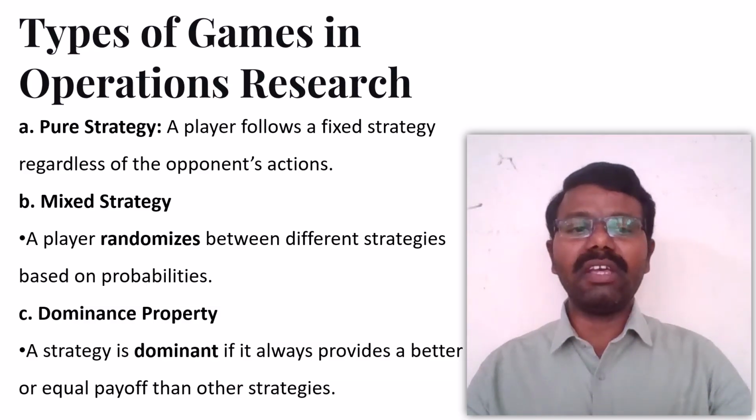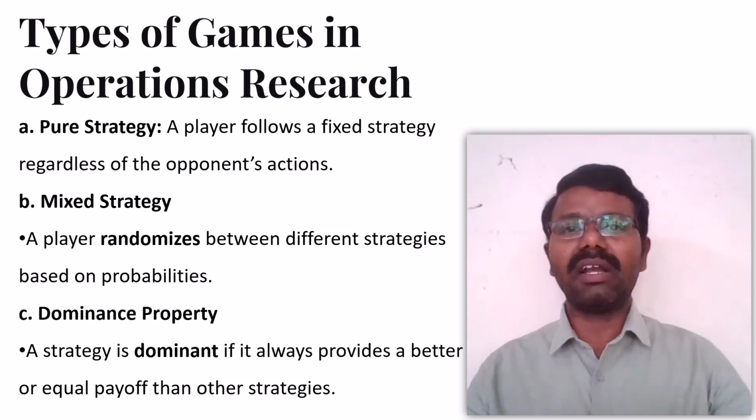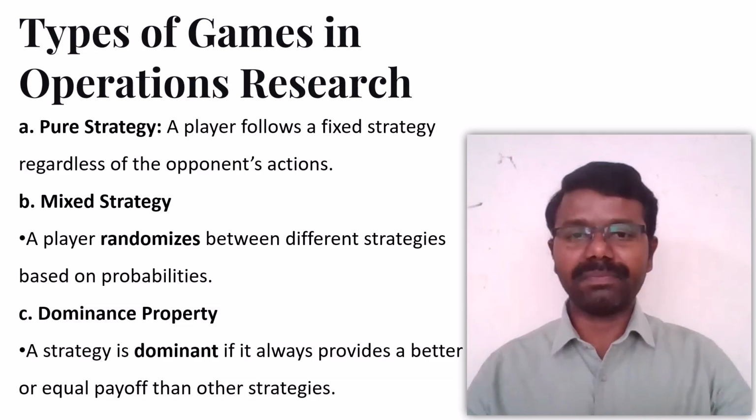The third one is dominance property. Dominance property is a strategy where, when comparing two strategies, we see which one is more dominating, and based on that the player will take the decision. That type of strategy is called dominance property.